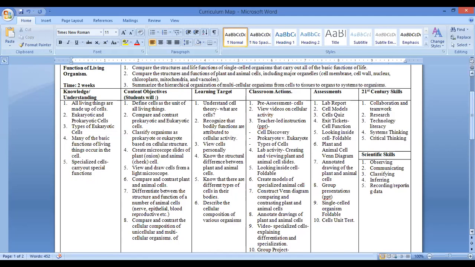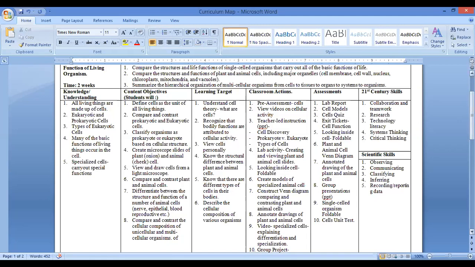The cell models, to see how it is that they represent their cells. And of course, we also talk about that quiz. One of the big things is to have very short assessments as we go along. And as such, I have the quizzes for cells. And of course, we have the exit ticket, focusing on cellular function. And then the foldables. Foldables are very good.